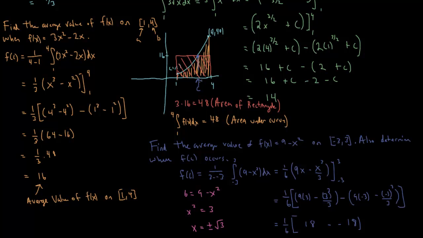Where does that occur on the original function? All you have to do is set f of x equal to the average height and solve, in this case, using quadratic equations or factoring and using the zero product property. Okay? Let's see, what else do we have?